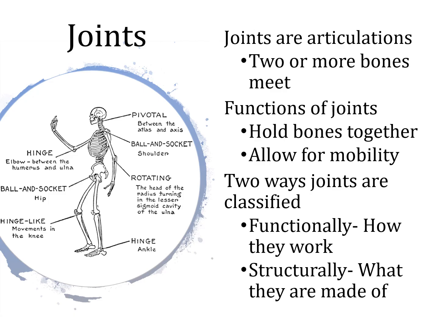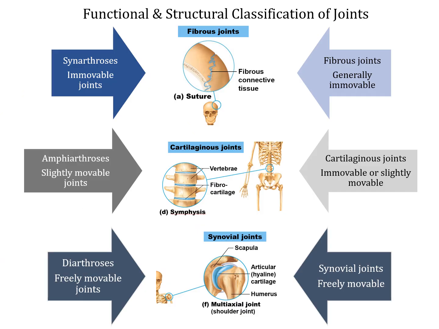Our joints are classified in two different ways. They're going to be classified functionally and structurally. So functionally is going to be how they work. Structurally is what they're made out of, right? And these classifications kind of run together. You'll see that on the next slide. All right, next we get to our functional and structural classification of joints.